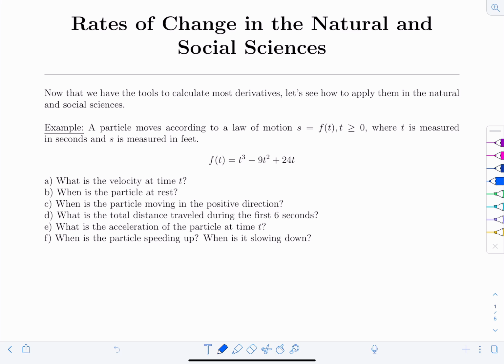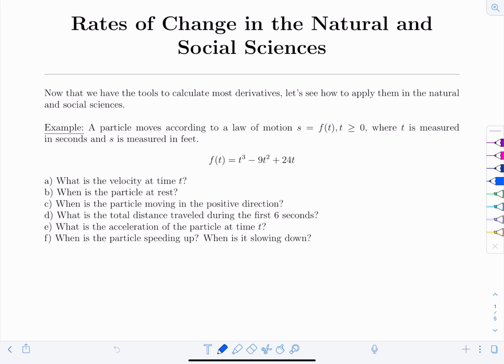Calculus 1 video lecture number 14 on rates of change in the natural and social sciences. So now that we have the tools to calculate most derivatives, let's see how to apply them in the natural and social sciences. First example, we're going to go back to particle motion, which we've discussed before, but now we can answer a lot more interesting questions about this little particle.